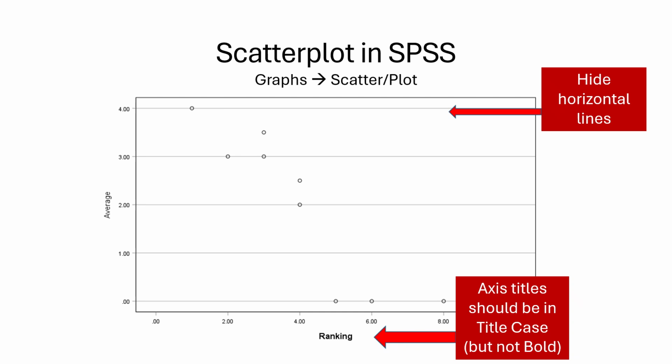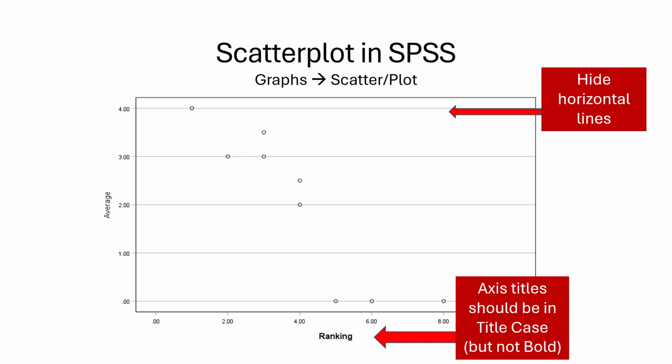However, this is not an APA format. I want to hide those horizontal grid lines, and I also need to make sure my axis titles are not bold. Now they should be in title case, and I don't like ranking and average, so I'm going to make them more descriptive. Just don't forget to use title case. Once you think you have it in APA format, I will show you on the next slide what it should look like.